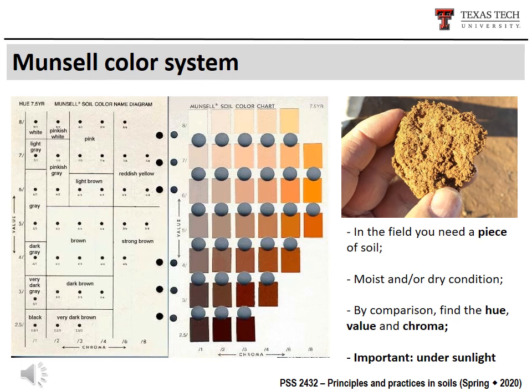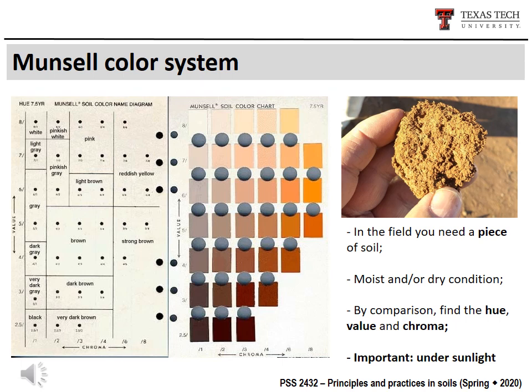And here you can see an example of a page of the Munsell color book. On the left side, from the bottom to the top, the value ranges from 2.5 to 8, and at the bottom the chroma ranges from 1 to 8.